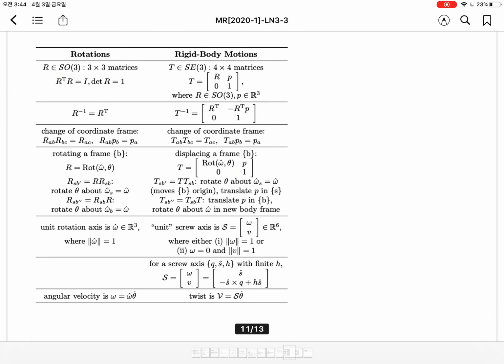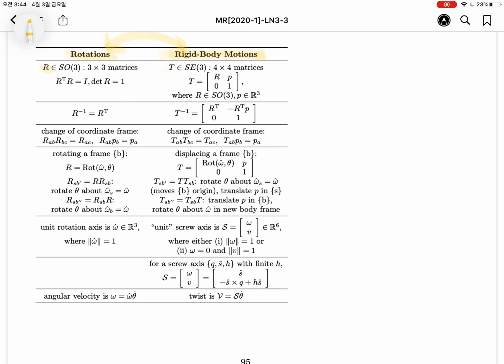Okay, we have finished today's lecture. We have two tables here. It's very important: rotation matrix and rigid body motions. Those are very similar concepts, and the dimensions are different from each other.